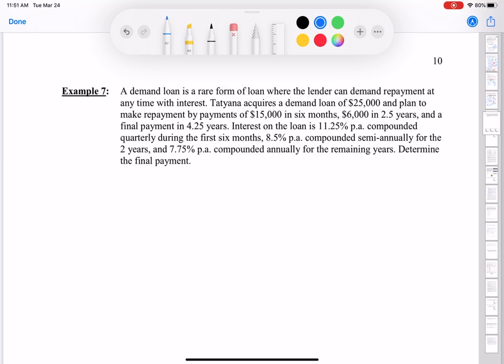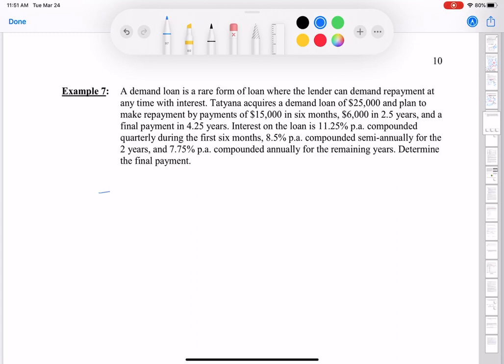Interest on the loan is 11.25% compounded quarterly for the first 6 months, 8.5% compounded semi-annually for the 2 years following, and 7.75% compounded annually for anything after. Determine the final payment. All right, this question's overwhelming, all of the language that's in there and numbers.